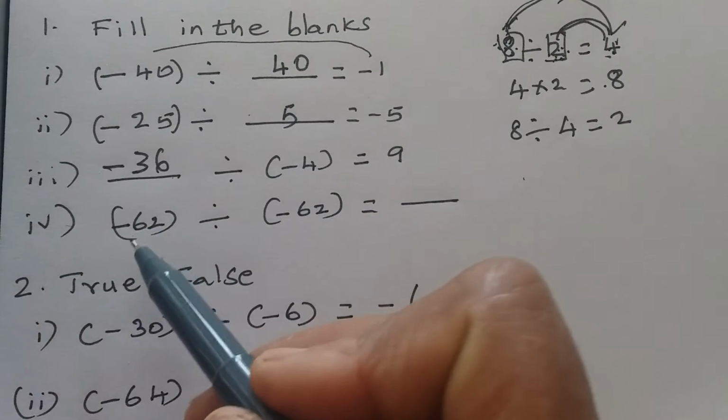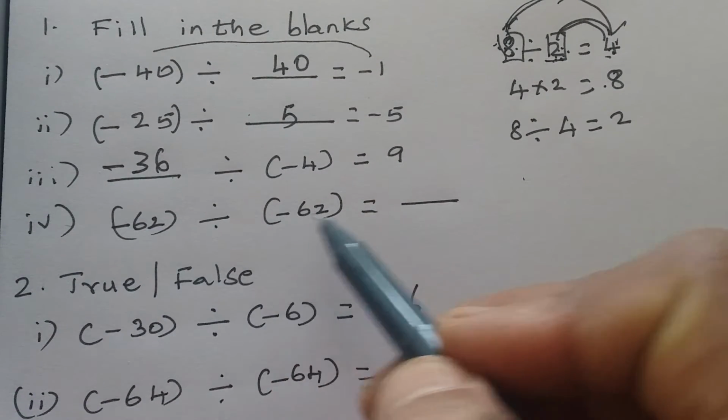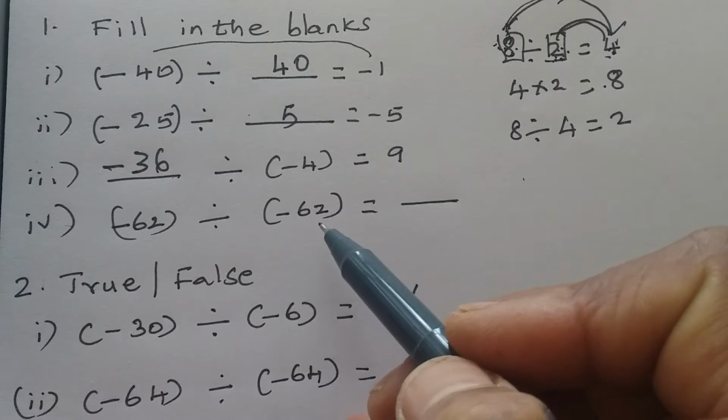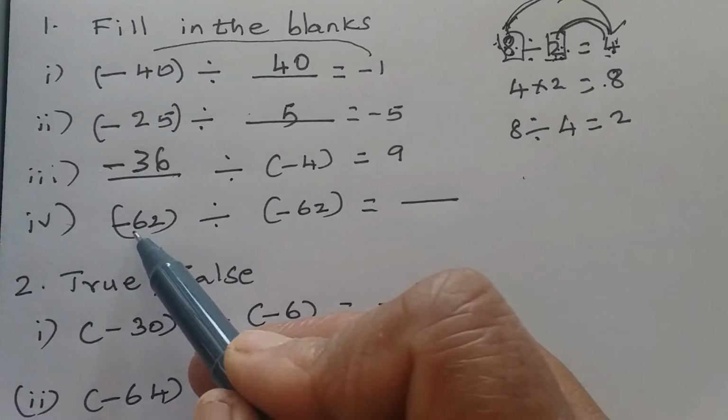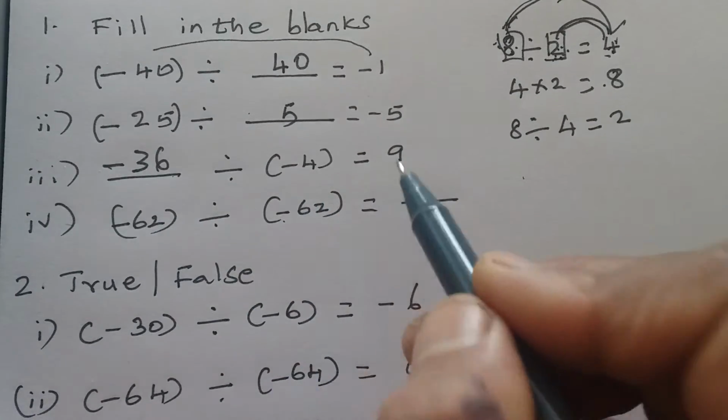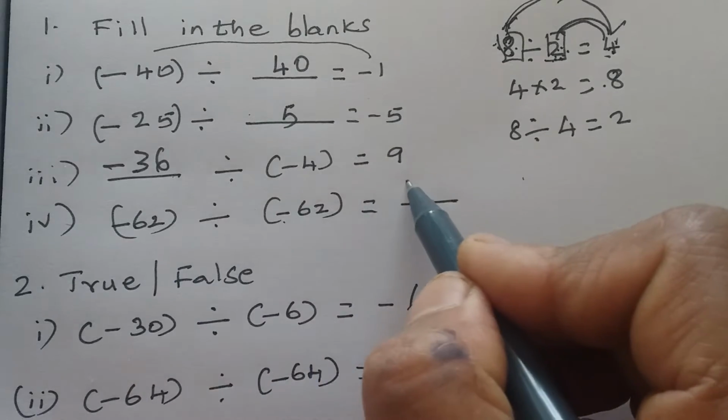Okay, next is very simple. Minus 62 divided by minus 62. It's a direct question, division of two numbers. When you divide two same signs, it is plus, and 62 divided by 62 is 1.